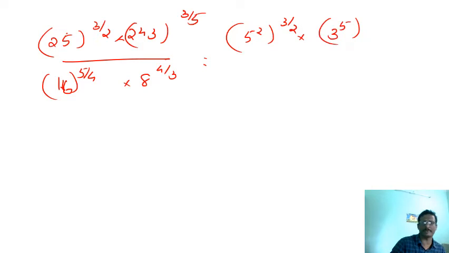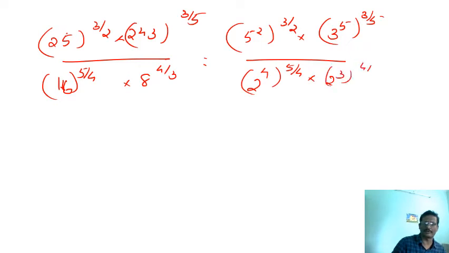3 multiplied 5 times gives 243, raised to 3 by 5. Divided by 16, you can write as 2 raised to 4, all raised to 5 by 4. 8 you can write as 2 cube, the whole raised to 4 by 3. So this 2 cancels, 5 5 cancel, 4 4 cancel, 3 3 cancel.